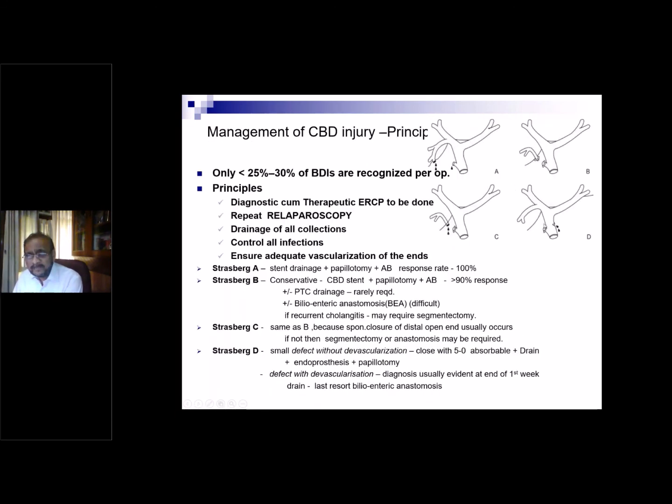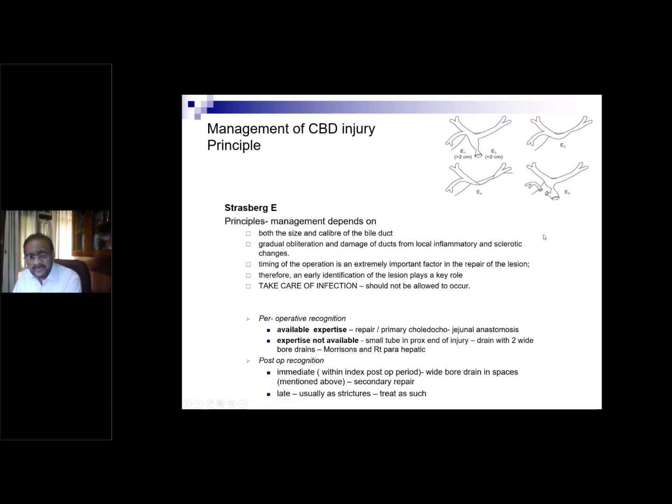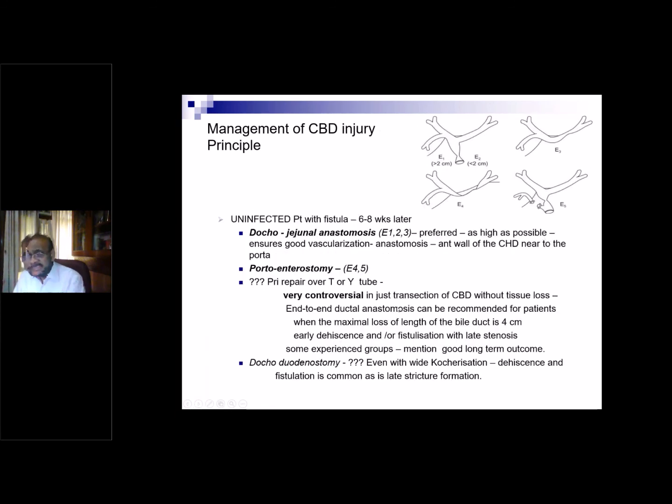You have made this damage. Can you repair it over a T-tube? That is very, very controversial, and that is what I mentioned out here. Primary repair over the T-tube or Y-tube is the best treatment or best surgical expertise available with a general surgeon. He always wants to do that. Always, every time. Everybody has done it. You have an injury, you would seek for a T-tube, and over the T-tube you would repair it.